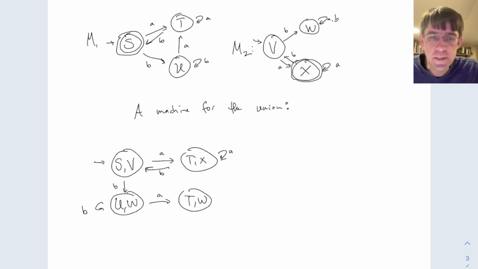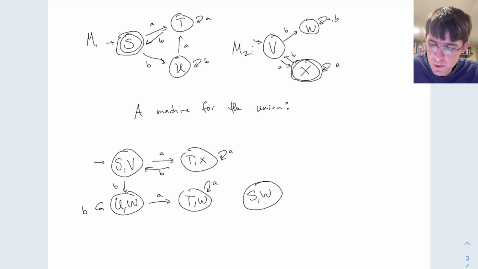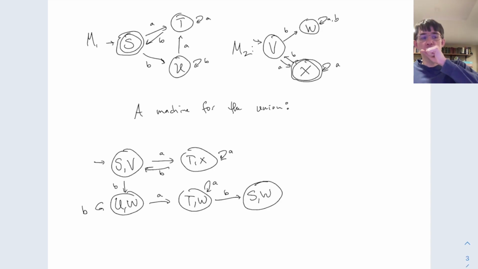All right, and finally, TW, hopefully finally, I don't know, I might generate new states, but TW with an A becomes T and W, so this is a loop back here. And then TW with a B becomes S and W. That is a new state. Actually, I happen to know that's going to be the last new state. So this is an arrow like that.